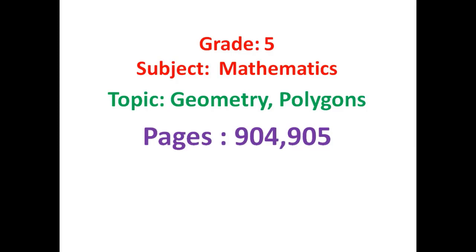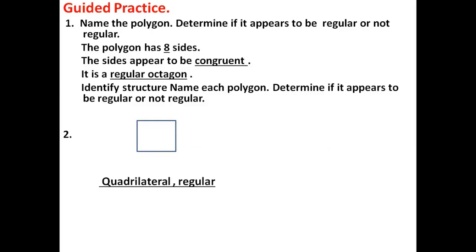First of all, open page 904. On this page, you can see example number 3. There are some shapes given. Polygon. First one is triangle. A regular triangle is a triangle in which all sides are equal. And a not regular triangle is a triangle in which the three sides are not equal.